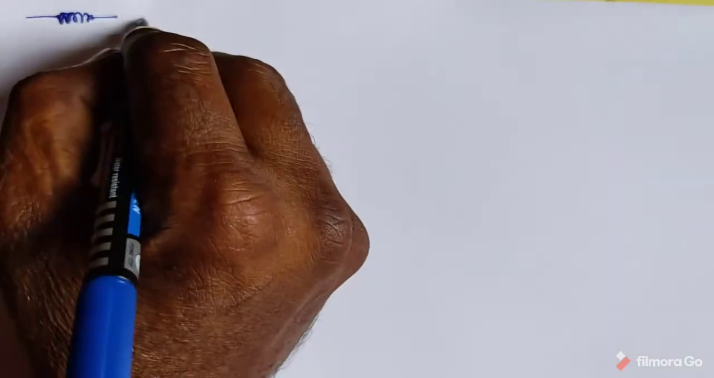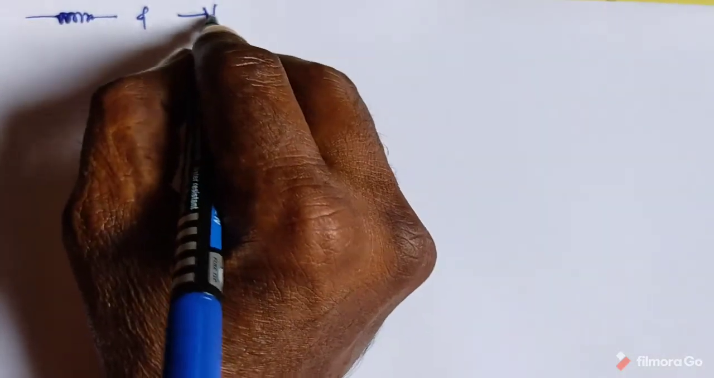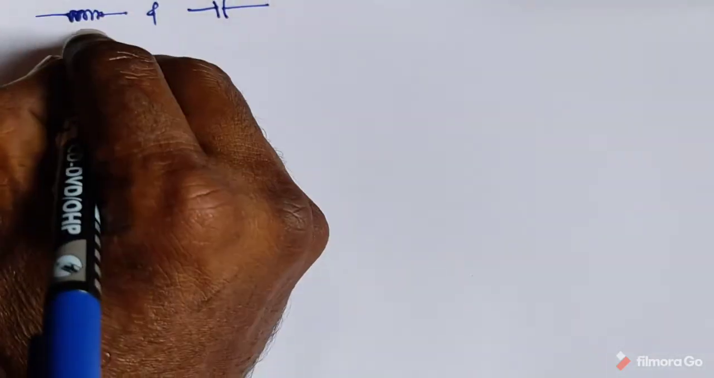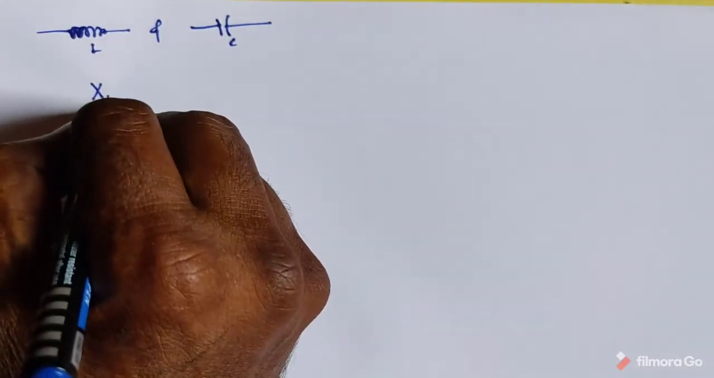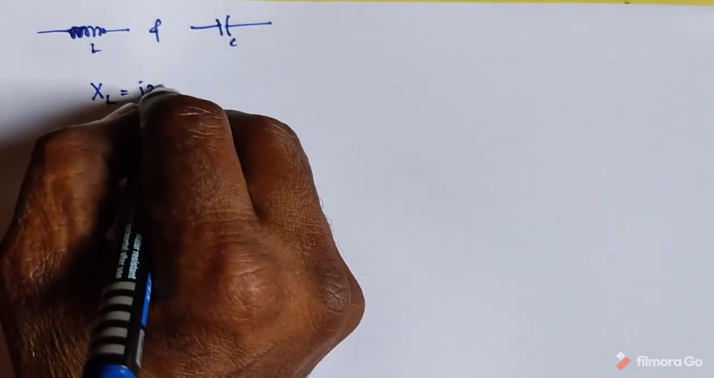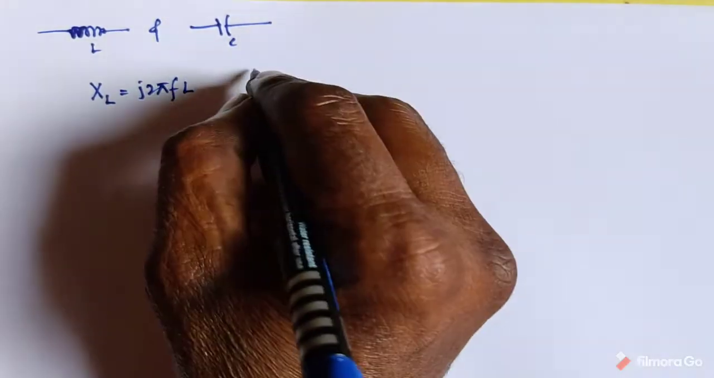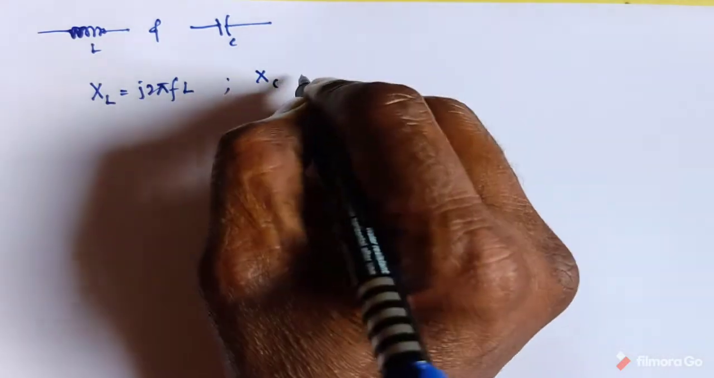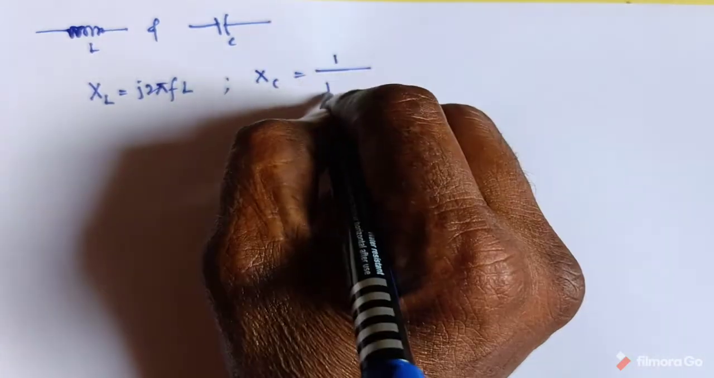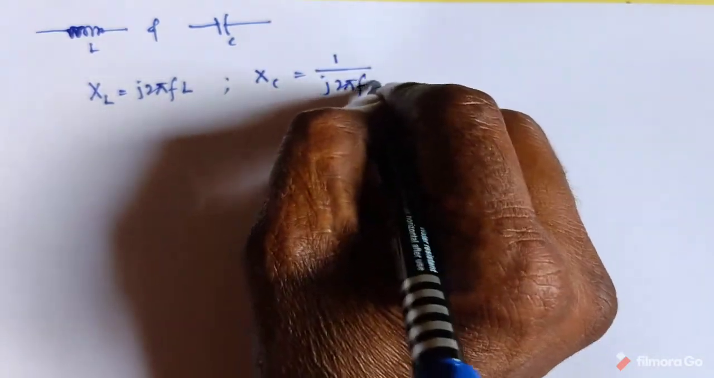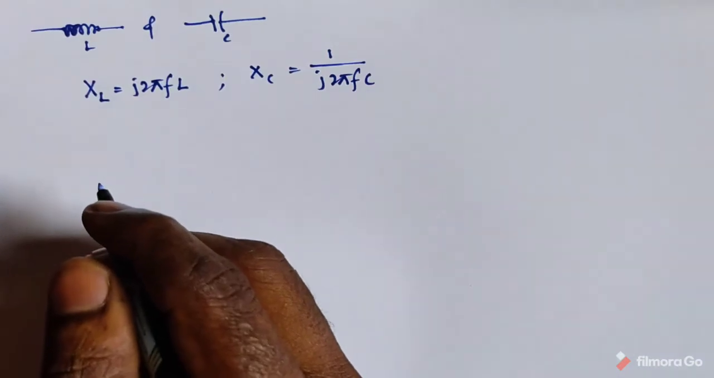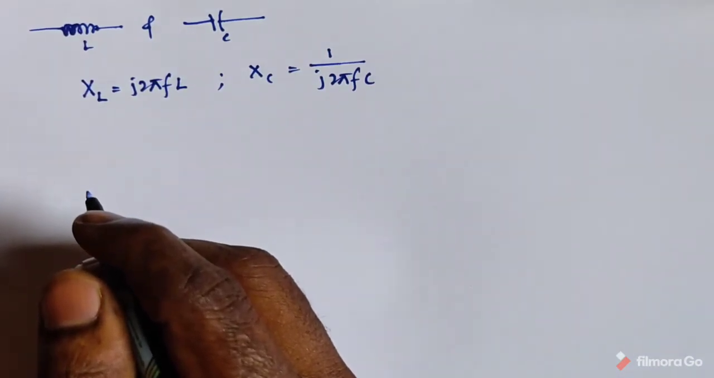If you take the combination of these two, that is one inductor and a capacitor, at this moment you can calculate the frequency. The reactances are XL equal to j 2 pi FL and XC equal to 1 by j 2 pi FC. Okay, that is the meaning of this type of expression.